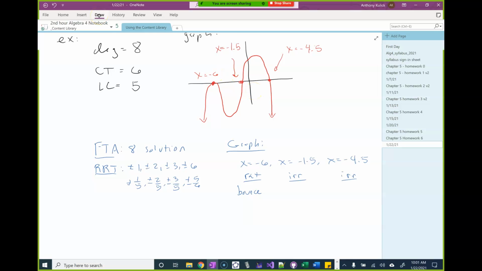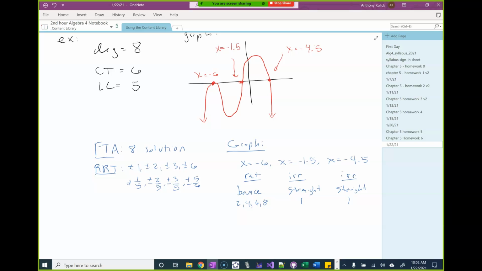And the -4.5, straight. Bounce: 2 times, 4 times, 6 times, 8 times, etc. But could it really be used 8 times? We have 8 total, right? But we have 1 straight here and here. So what's the most that -6 could really be used? 6, right? Because we have only 8 total solutions. 2 of them are coming from irrationals. The other 6 could be coming from the -6.